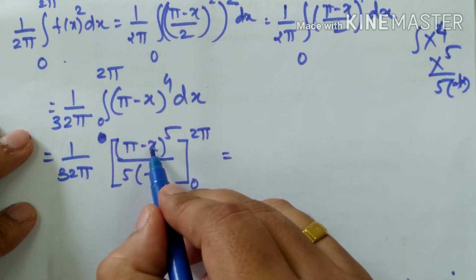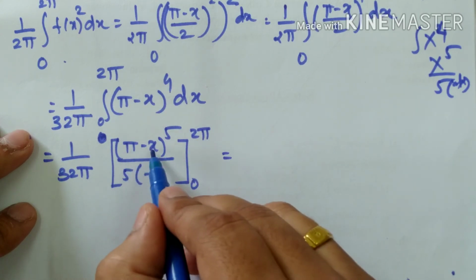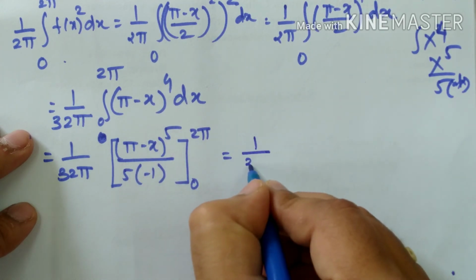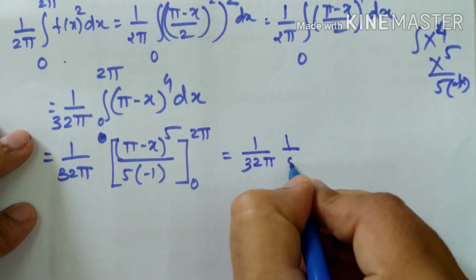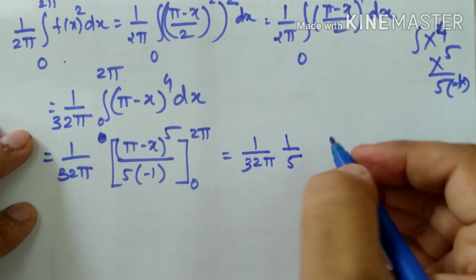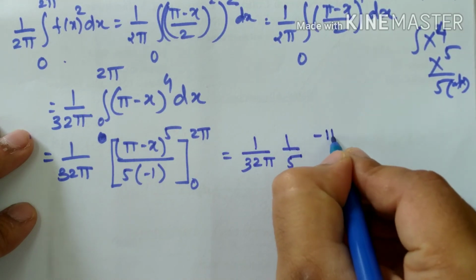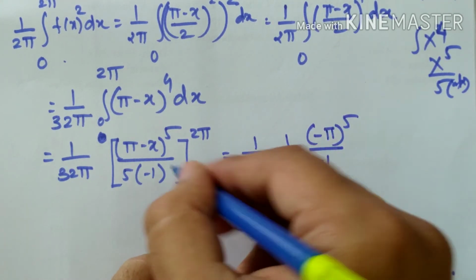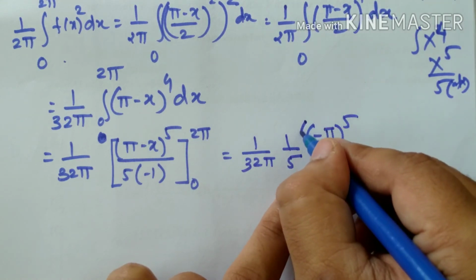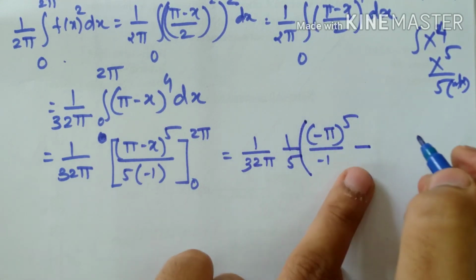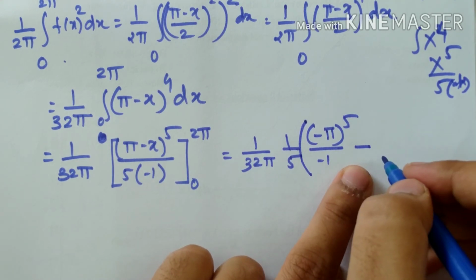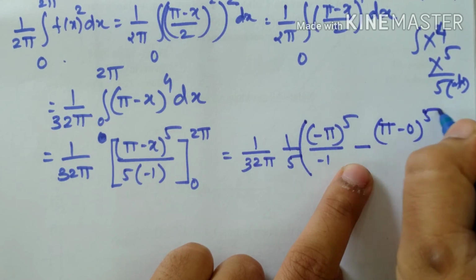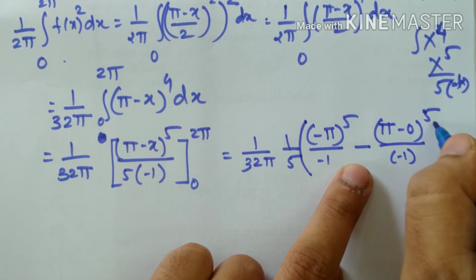When I substitute 2 pi there, pi minus 2 pi becomes minus pi raised to 5, so minus pi raised to 5 divided by minus 1. This is what we get. And for the lower limit, it is 0, so this is pi minus 0 raised to 5 divided by minus 1.